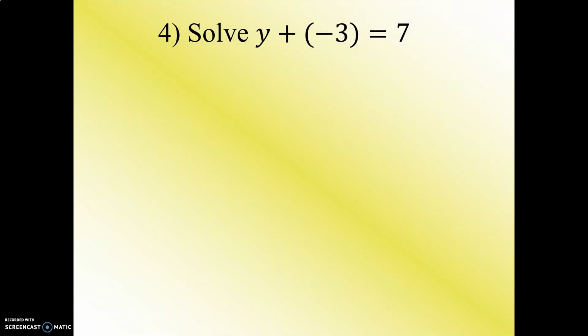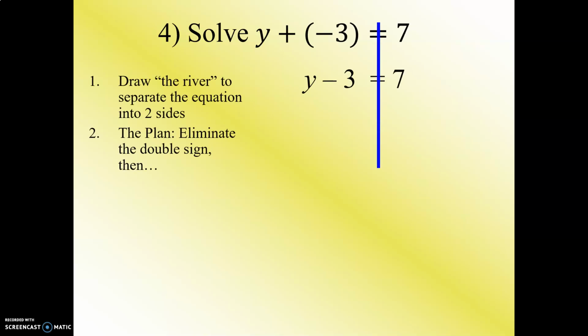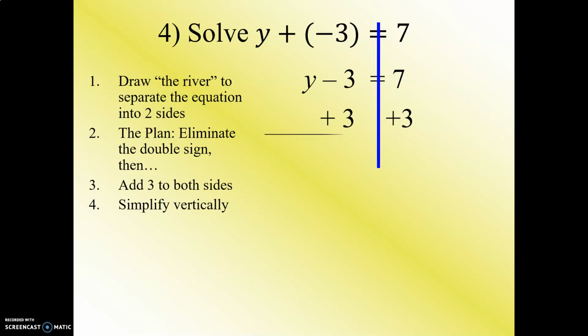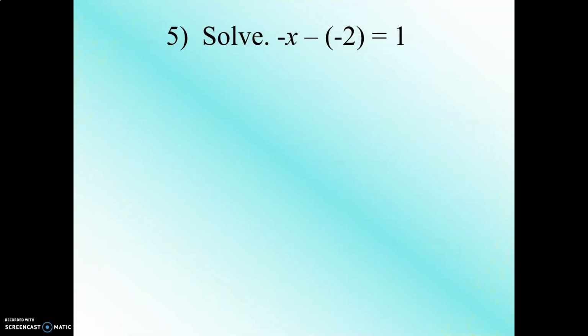If we have this problem, y plus negative 3 equals 7, our plan is to eliminate our double signs. Rewrite this as minus 3, and add 3 to both sides. Check our answer. We're good. Okay, example number 5.